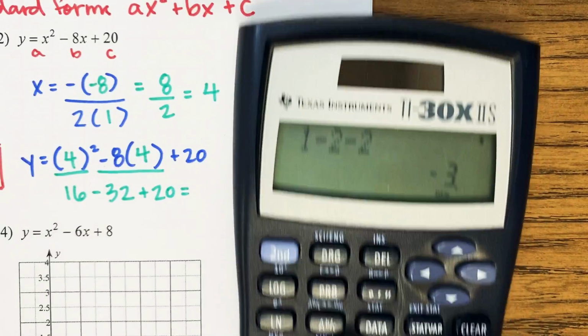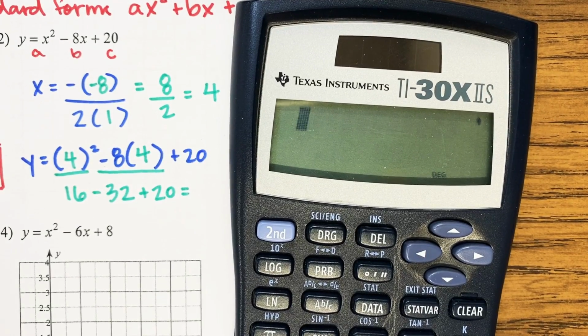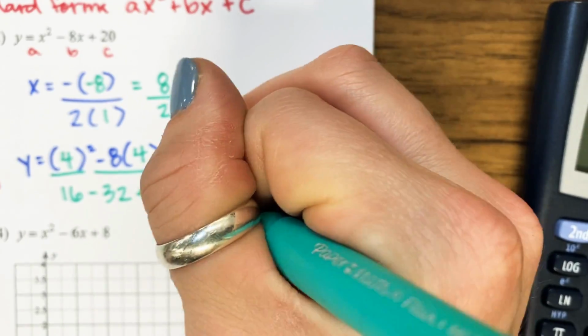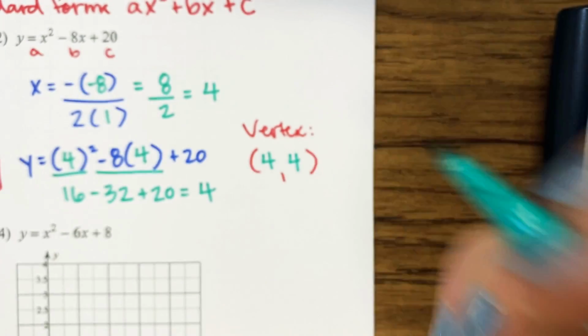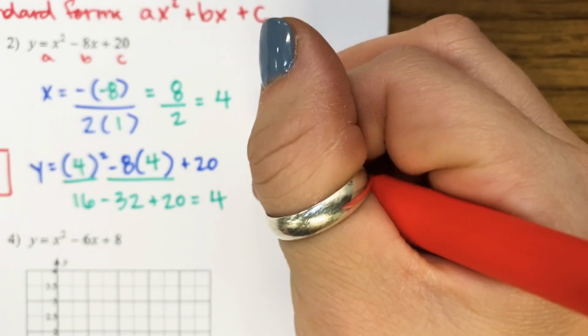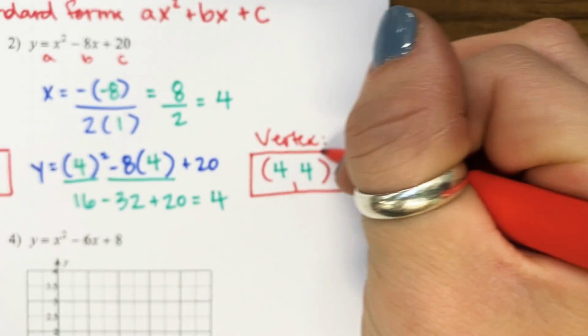We can go ahead and punch this into our calculator. 16 minus 32 plus 20 equals 4 as well. So our vertex actually came to be 4, 4.